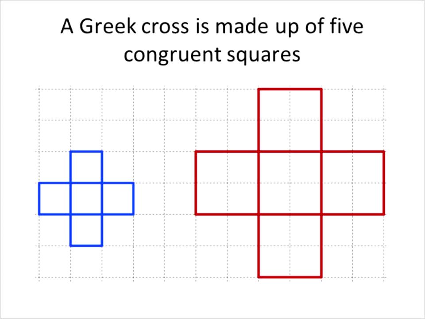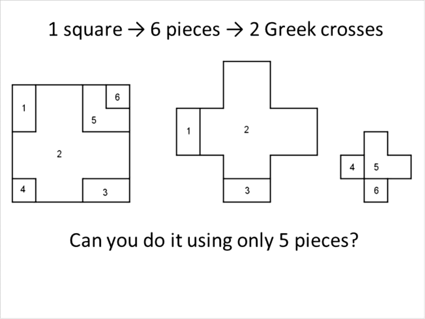Now, in dissections, Greek crosses are very prominent. I don't know why, I suppose there are lots of interesting dissections that come from them. So a Greek cross, as you can see there, is made up of 5 congruent squares. There's a common dissection of splitting a square into 2 Greek crosses. In this case, the edge length in one is double the edge length in the other. And that's a way of doing it with 6 pieces.